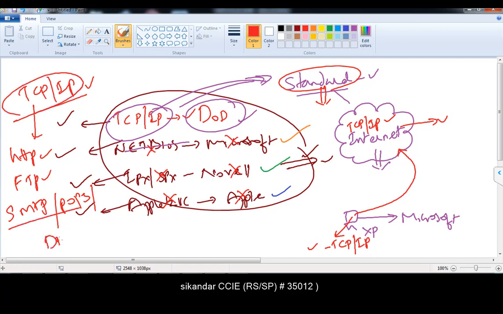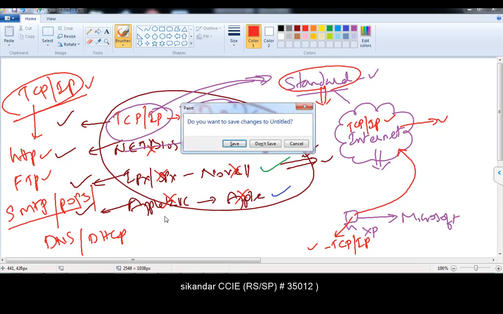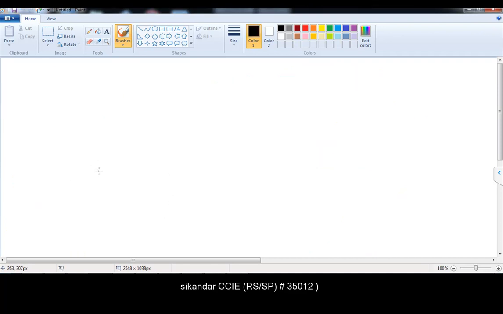Like we have the DNS service, and DHCP. DNS is an inbuilt protocol inside TCP/IP, which converts your name to an IP address. We'll get into more detail about these protocols.